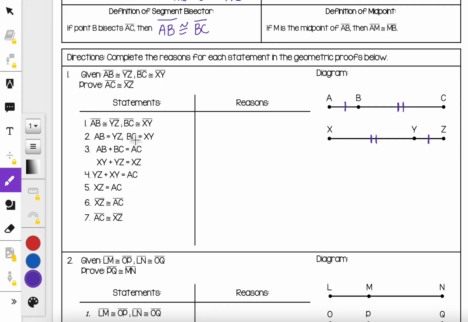Okay, so our first statement is simply our given. That's always the first step in your proof, right? And with these segment proofs, you should know going into it that there's a very good chance you're going to use the segment addition postulate. So right away, I am going to convert my congruent sign notation over to my equal sign notation using the definition of congruence.